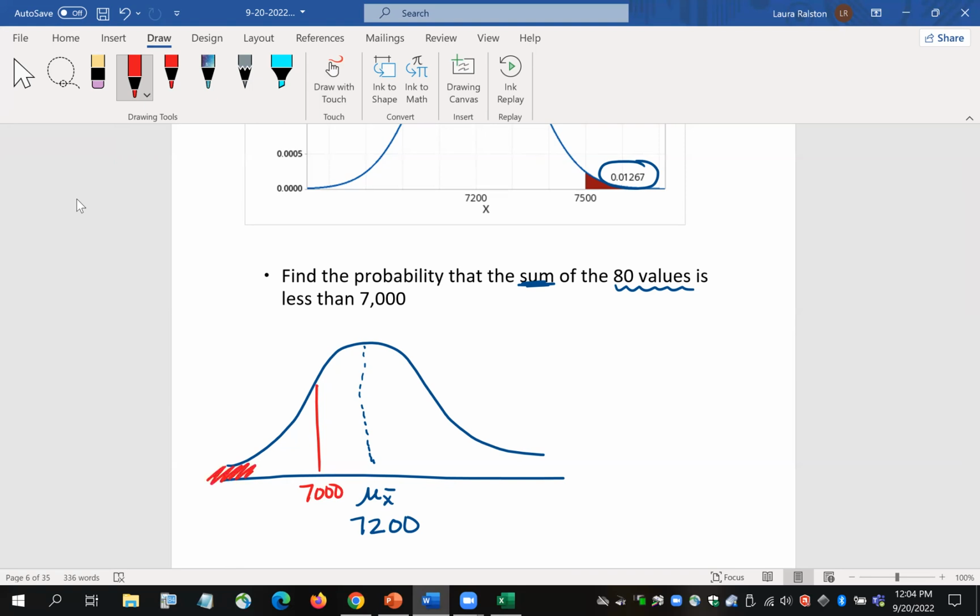So less than, you'll be looking at this region here. Notice less than, the region is on the left. This would be a left tail.